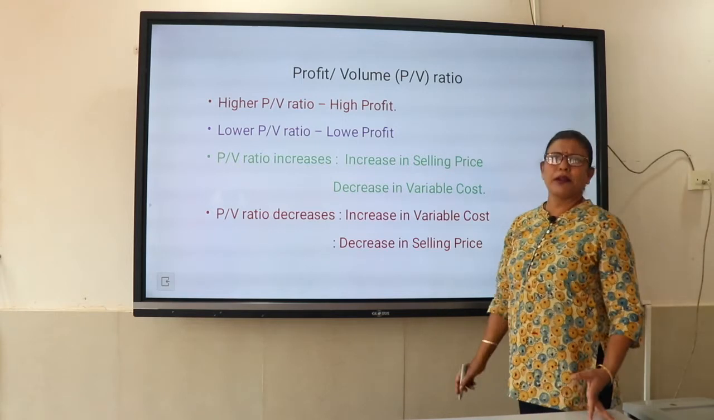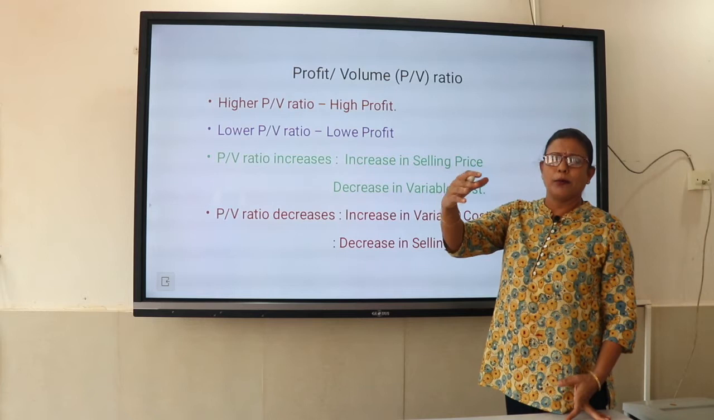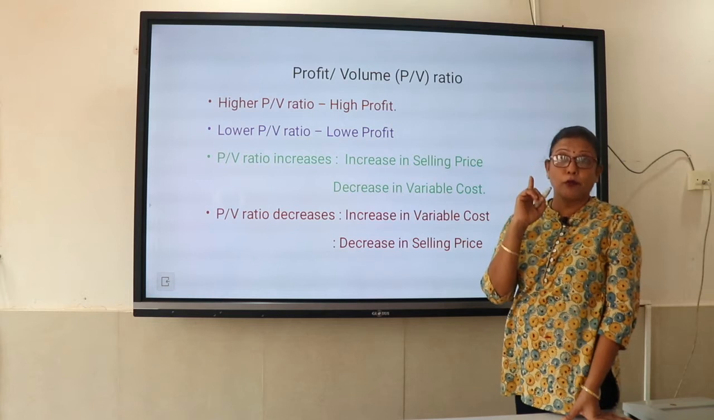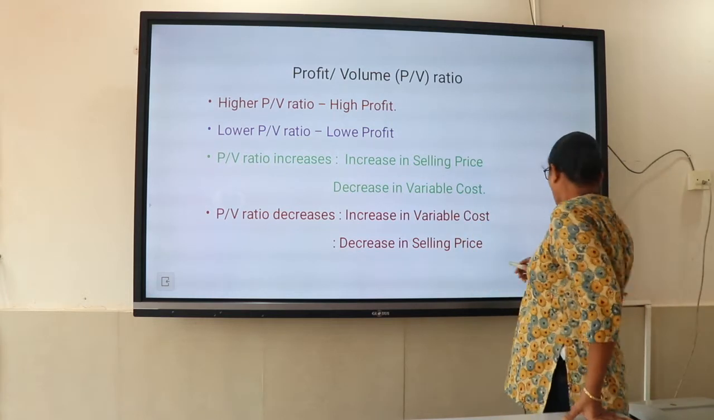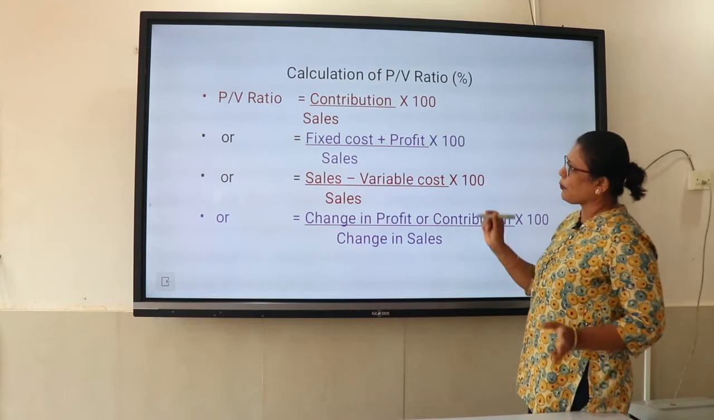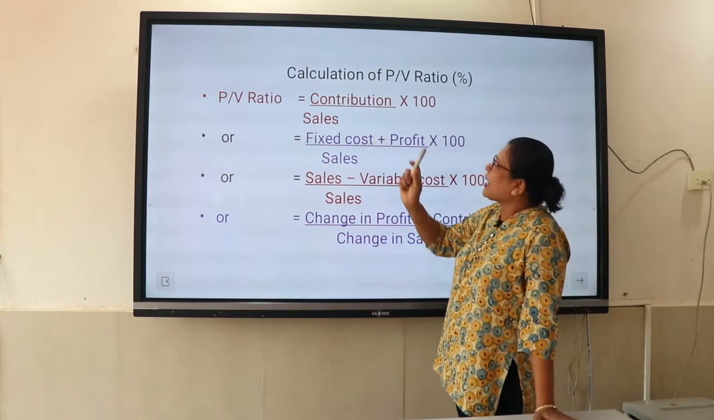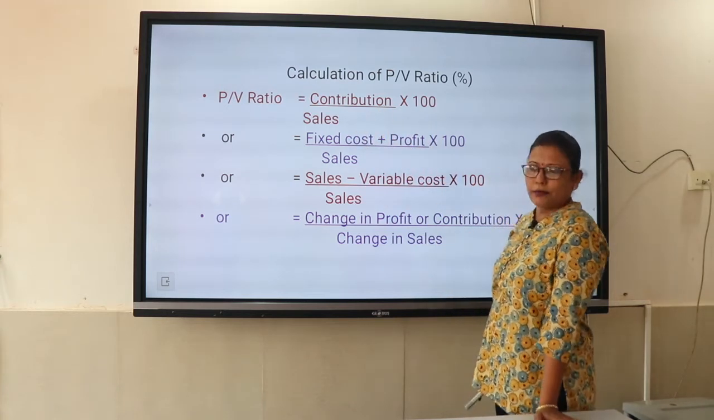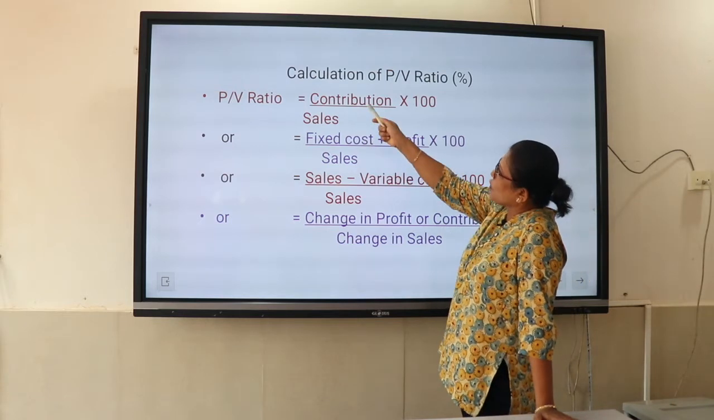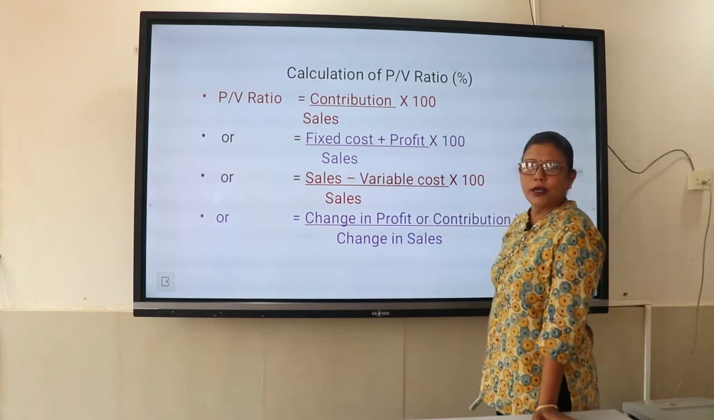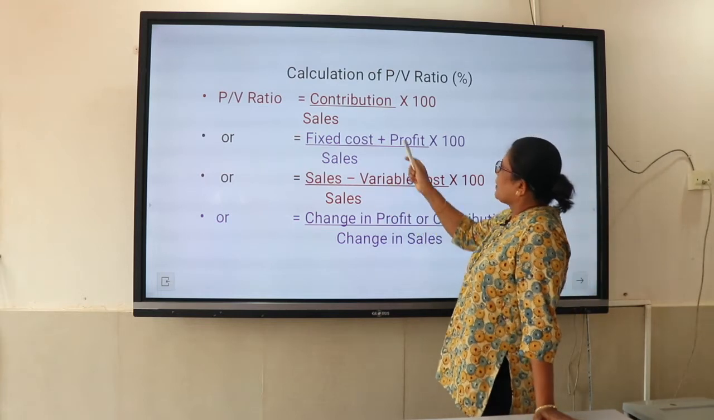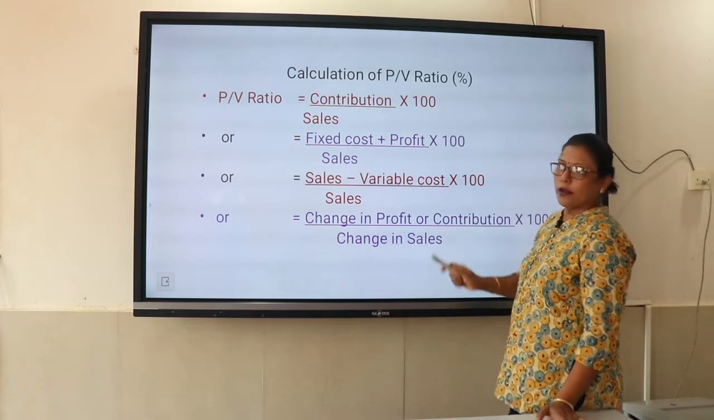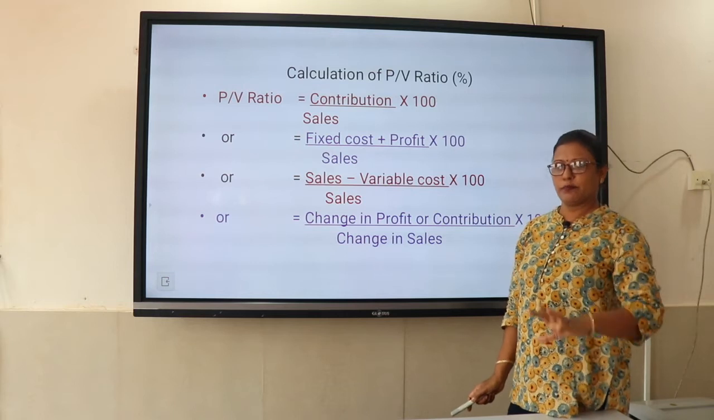Now PV ratio can be determined in a number of ways. There are multiple formulas available to determine PV ratio. We will see some of them. You should know to use the appropriate formula when the information is provided in the problem. The popular one is this: PV ratio can be calculated by contribution divided by sales into 100, or fixed cost plus profit, which is also contribution, divided by sales into 100, or sales minus variable cost, which is also contribution, divided by sales into 100. This can be determined when you have only one year's information provided.